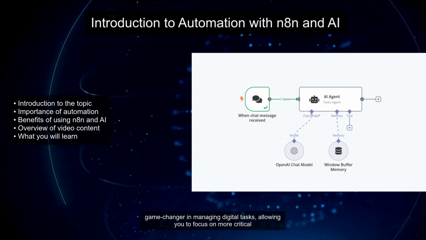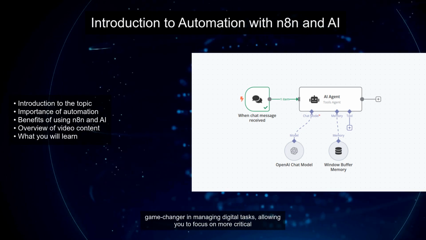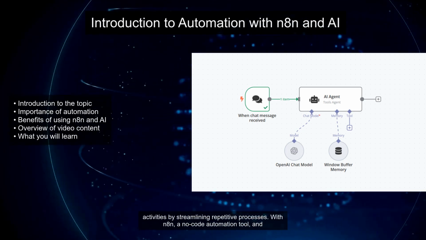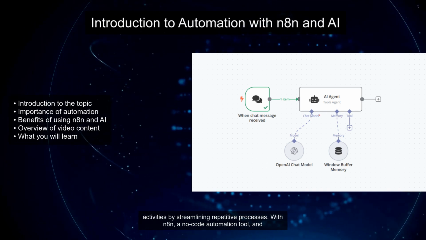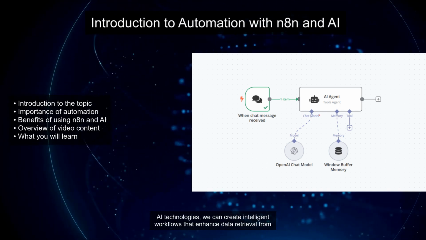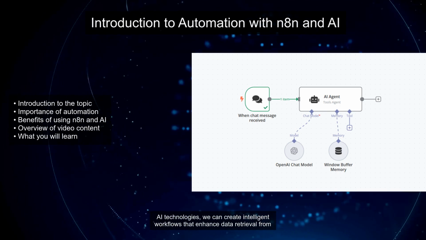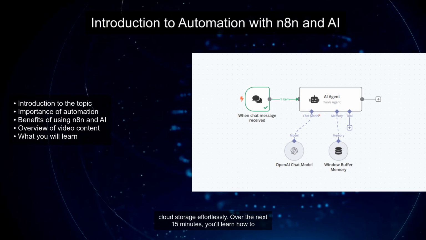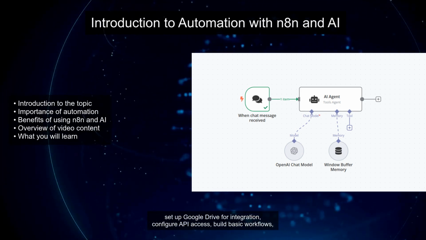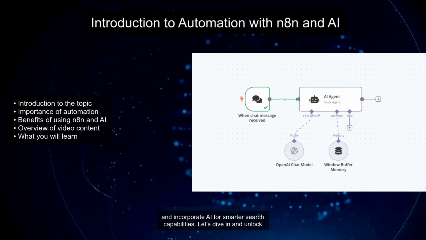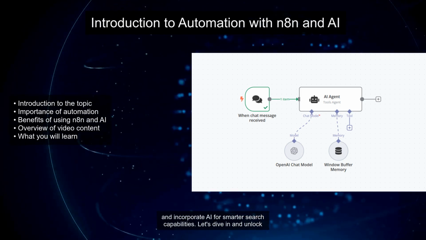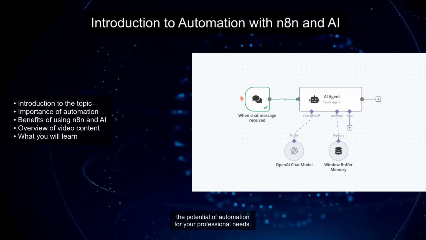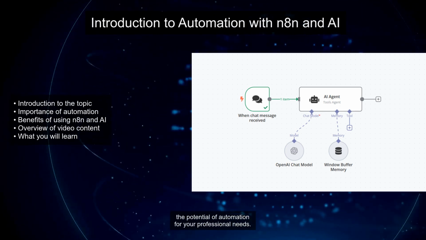Automation is a game changer in managing digital tasks, allowing you to focus on more critical activities by streamlining repetitive processes. With n8n, a no-code automation tool, and AI technologies, we can create intelligent workflows that enhance data retrieval from cloud storage effortlessly. Over the next 15 minutes, you'll learn how to set up Google Drive for integration, configure API access, build basic workflows, and incorporate AI for smarter search capabilities. Let's dive in and unlock the potential of automation for your professional needs.